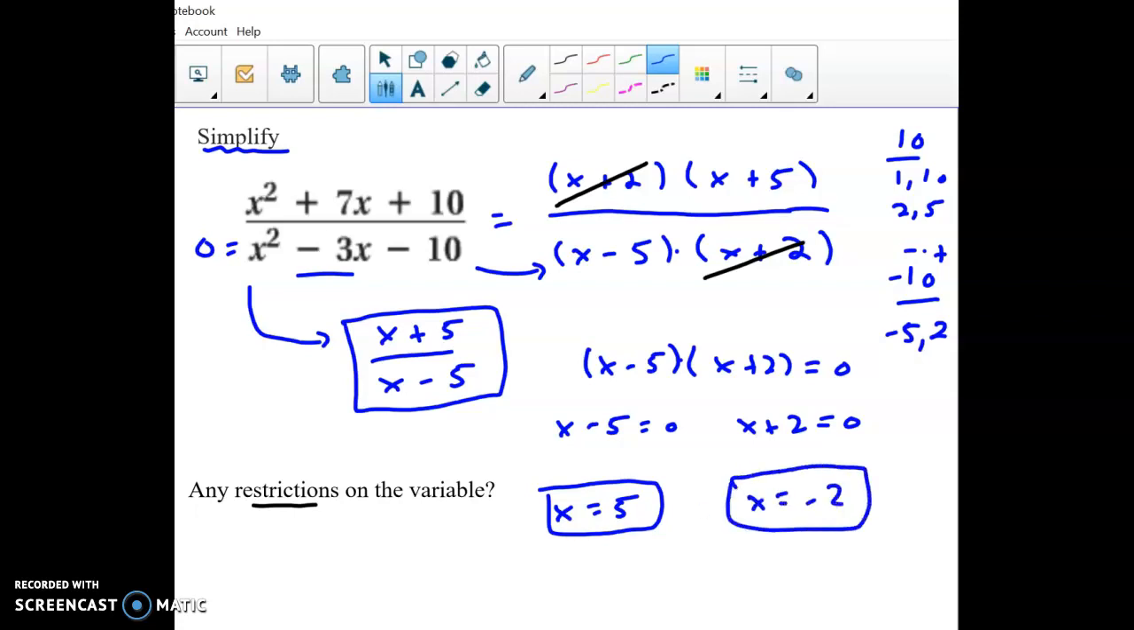Subtract 2 from both sides. So those are our restrictions on the variable. Again, we're just looking when is the denominator 0.